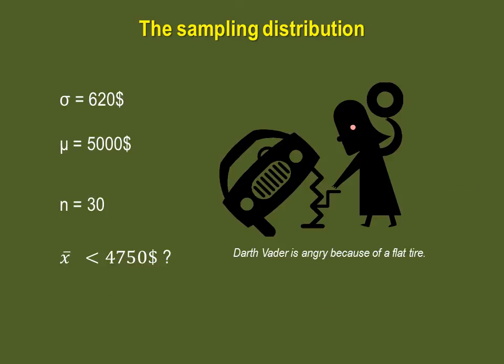Now it's your turn. Assuming these are the car maintenance costs in Canada, what is your chance of getting a sample with the n of 30 that actually has an average car maintenance cost that is lower than $4,750? The answer is 1.36%.